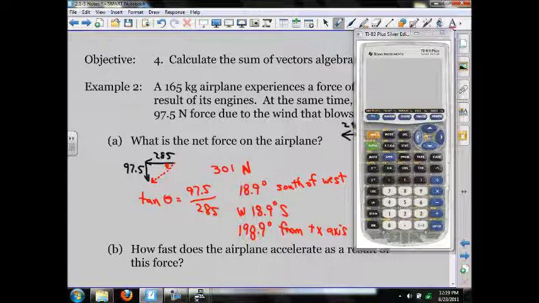How would we get acceleration then from force? This is one you should know. Force equals mass times acceleration. That's one that you probably should know and not have to look up. But you're right, it is on your blue equation sheet. The force was 301 newtons. Mass is given to us.